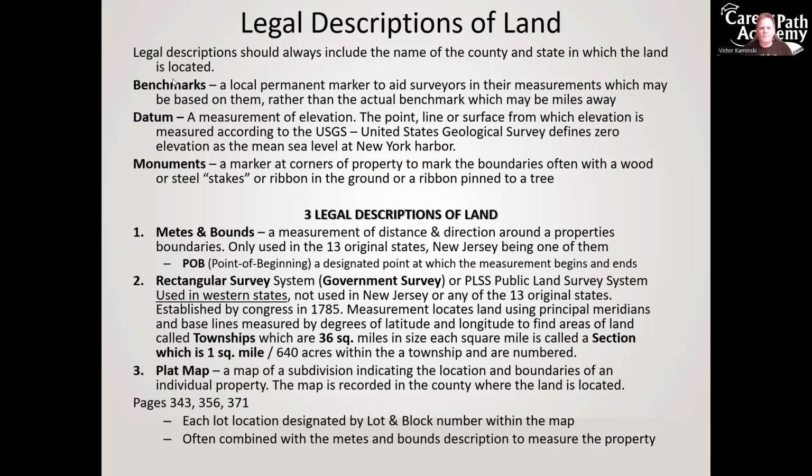But either way, you need to know what a benchmark, datum, and monument is. You need to know the difference between metes and bounds. You need to know what a point of beginning is. You need to know that the metes and bounds legal description is used in the 13 original states only. And a rectangular or government survey is used in Western states. It was created by Congress. It's used to locate areas of land using degrees of latitude and longitude, and has areas called townships and sections. There are 36 sections within each township.